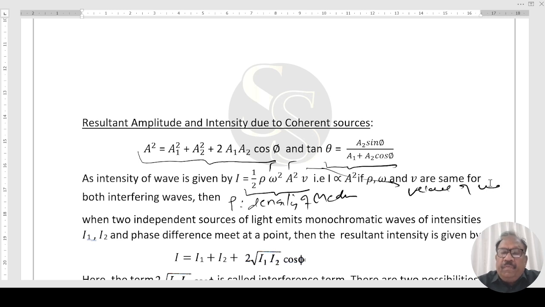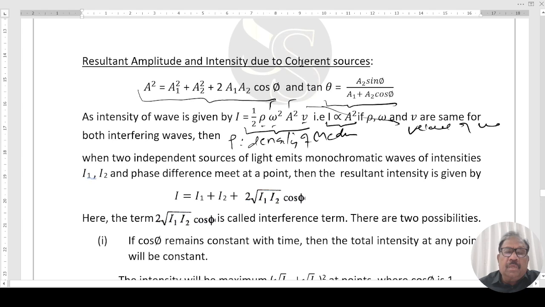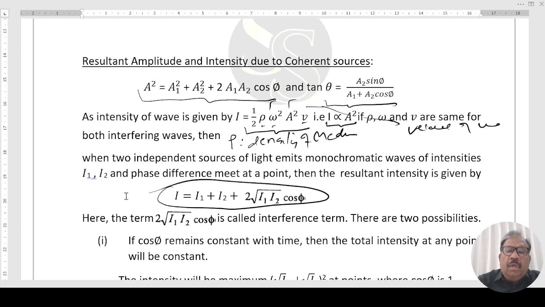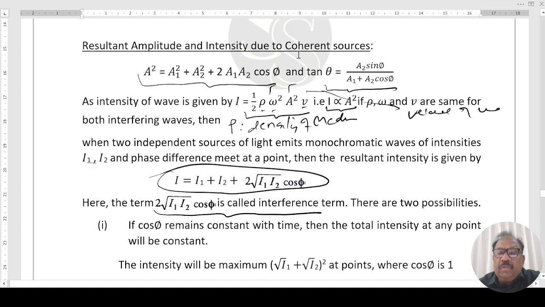Right? If these are constant, then intensity is proportional to amplitude square. In that case, the resultant intensity can be written by this formula. In this case, this term is called the interference term. And from this we can find when there will be constructive interference and when destructive interference.